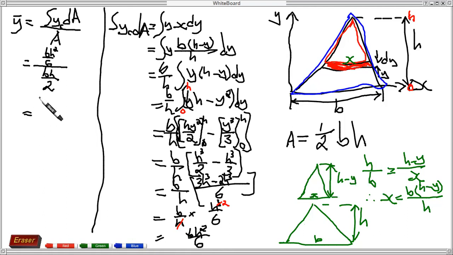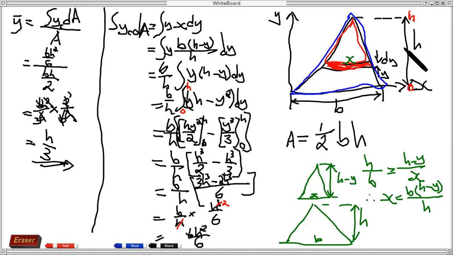So it will become bh squared over 6 times 2 over bh. This b can cancel with b, h can cancel with this, then you're only left with 2. The 2 can go here once, it can go here 3 times. So at the end of the day, you're going to be left with h over 3. That's your centroid. It's like a third of the height of the triangle.